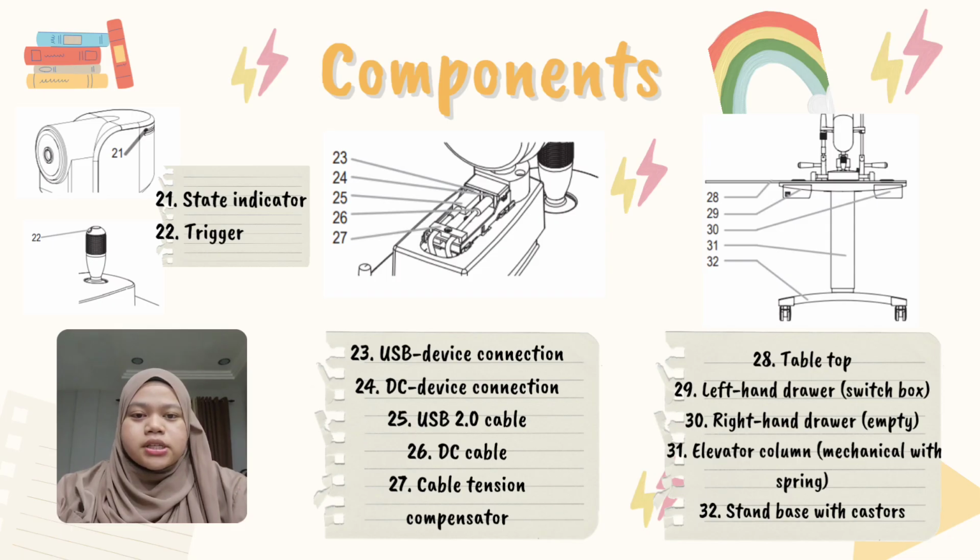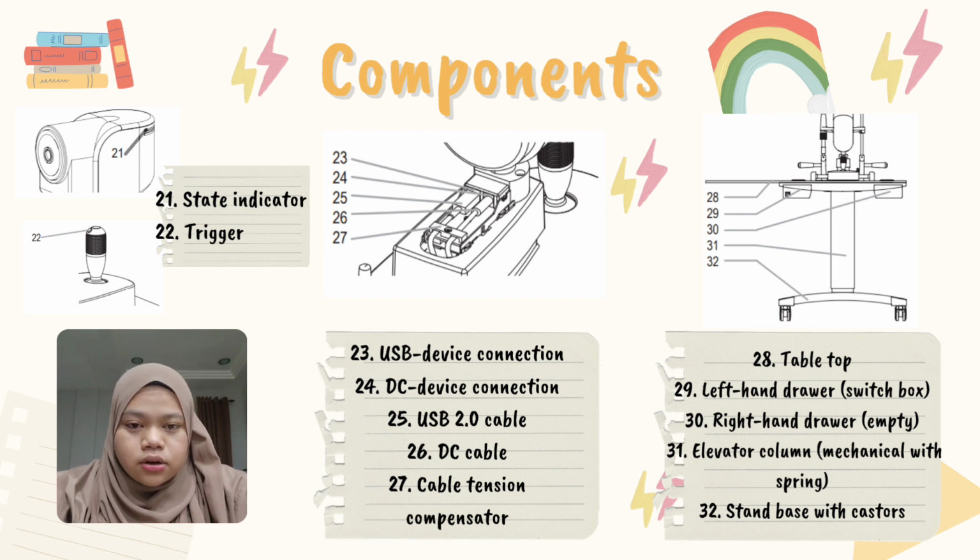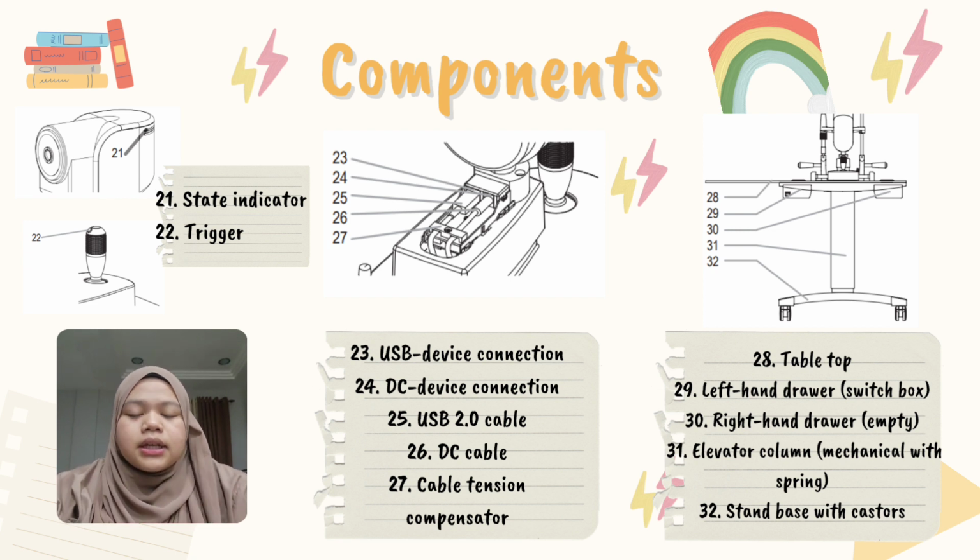Moving on to the 21st component, which is the device state indicator. This allows device monitoring without using the PC software. For example, dark means off, orange means standby, green means on, blue means the light source is on, and red means error. The 22nd component is the trigger, which is used to start the measurements on the eye.